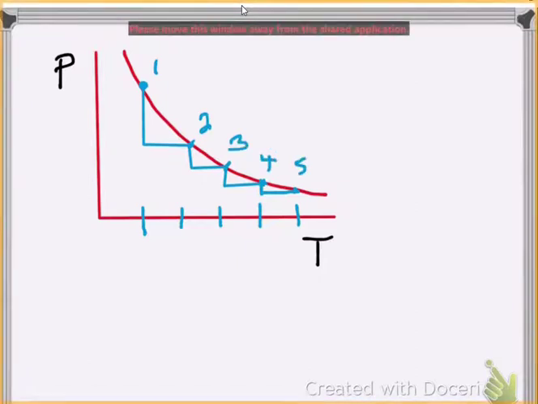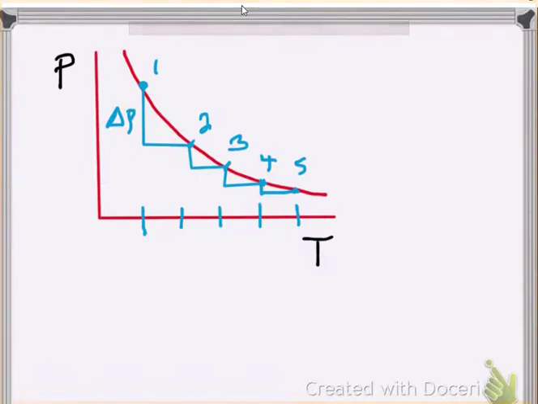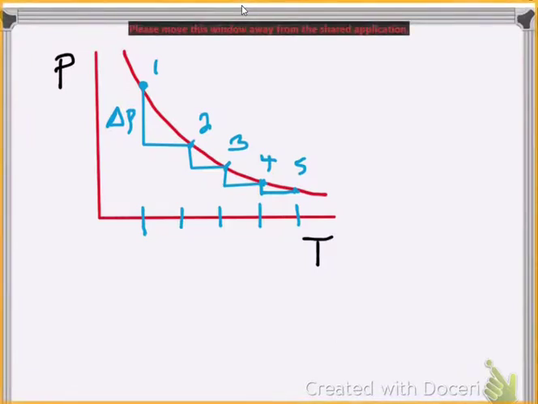So the object is changing its position. It's moving from position 1 to position 2 to position 3 to position 4 to position 5. And each time that it moves, we see that the change in the position is getting smaller and smaller. What I mean by that is that if we think of this as a series of steps, the steps are becoming shallower and shallower. The vertical distance of the step is getting smaller and smaller. So this vertical distance here is smaller than the previous one.